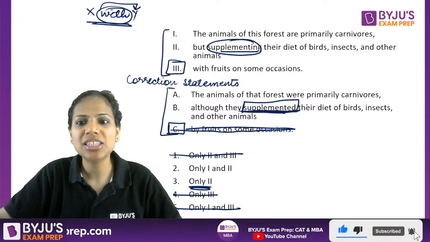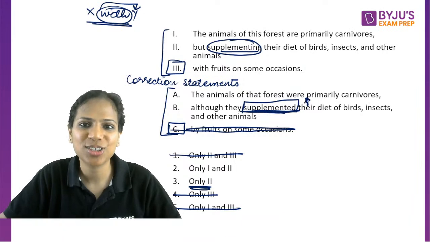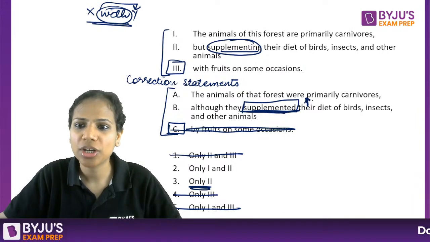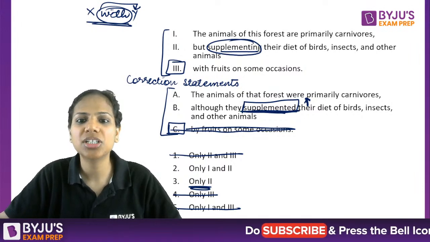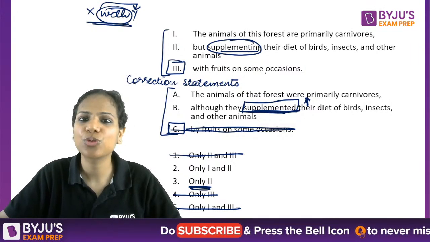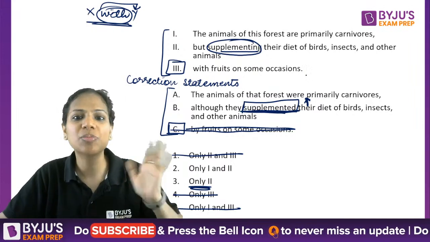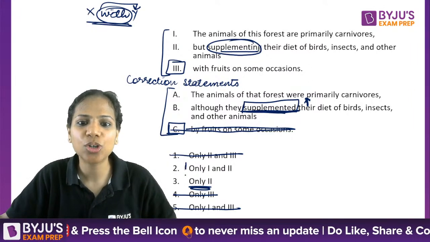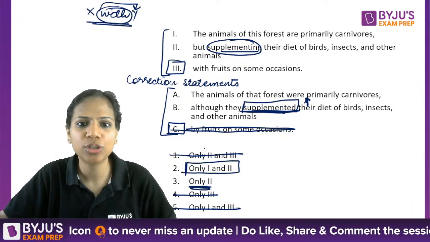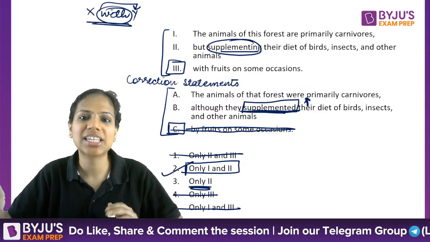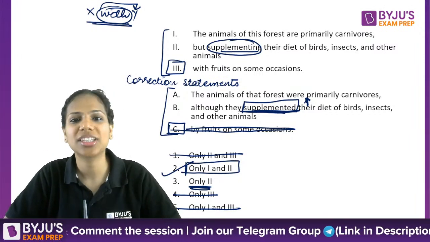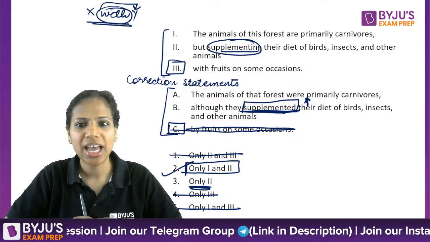But if I am accepting this as a correction, supplemented, that means the previous part should also be in the past tense, no? So the animals of that forest were primarily carnivores, although they supplemented their diet of birds, insects, and other animals with fruits on some occasions. Now this makes perfect sense. So once I incorporate correction in both 1 and 2 and keep 3 as it is, then the sentence would make sense, and that's why I said that 2 is the answer and not 3. Okay, I hope this makes sense.